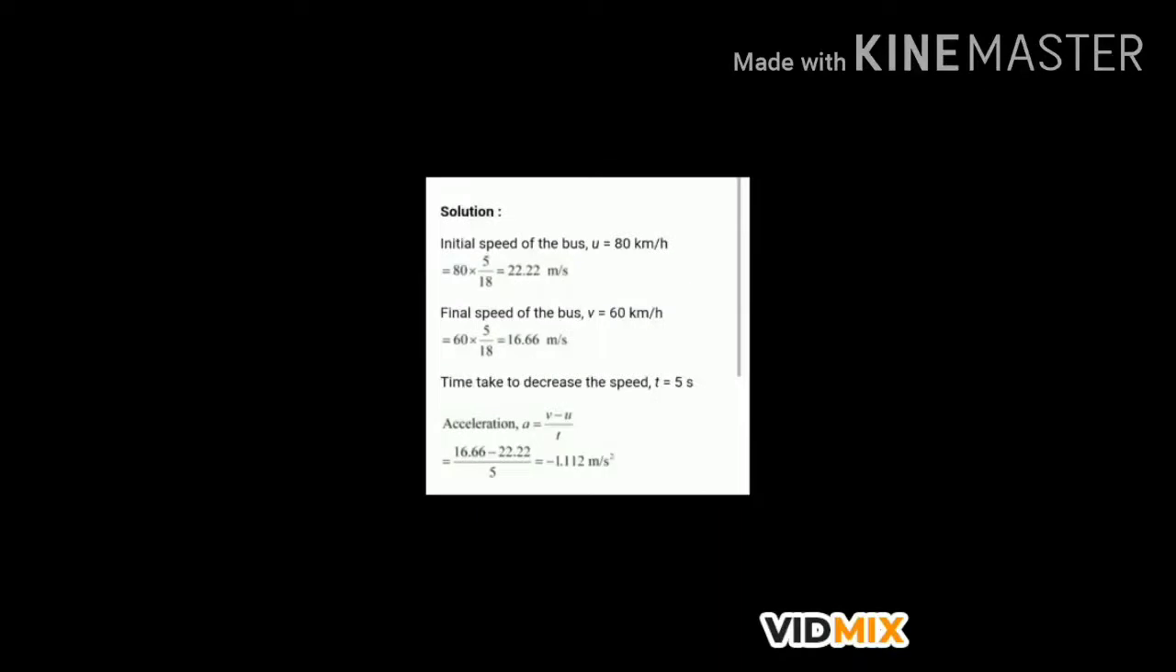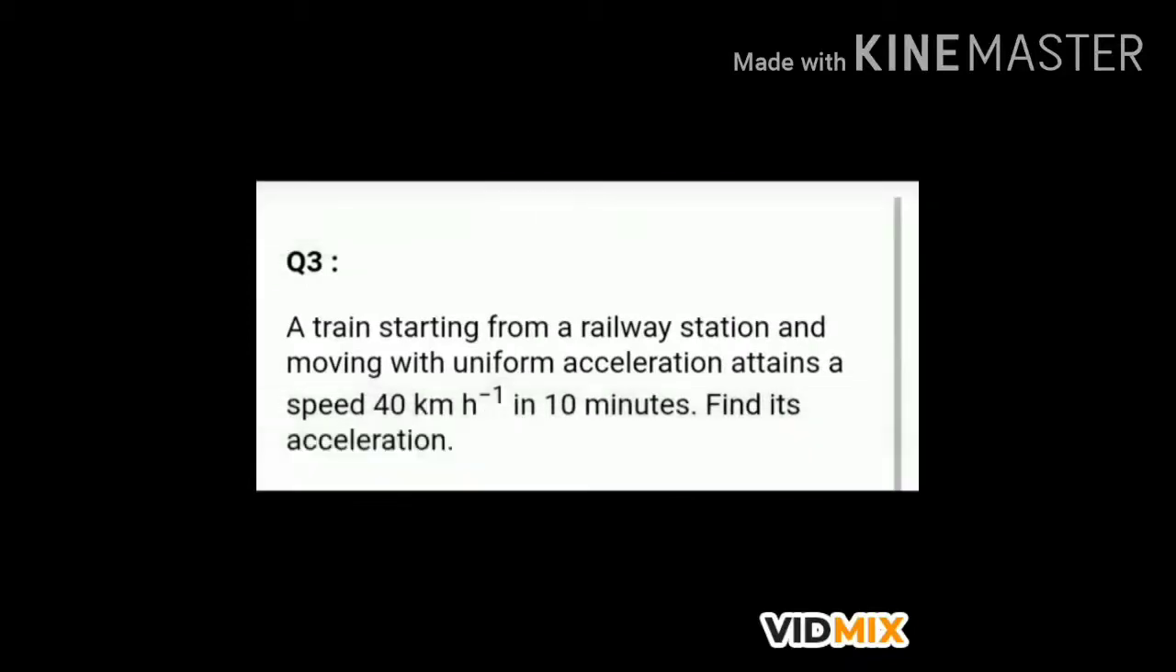Now we will apply the formula a equals to v minus u upon t. So here v is 16.66 minus 22.22 upon 5. So the answer will be minus 1.112 meter per second square. Now moving on to next question number 3.